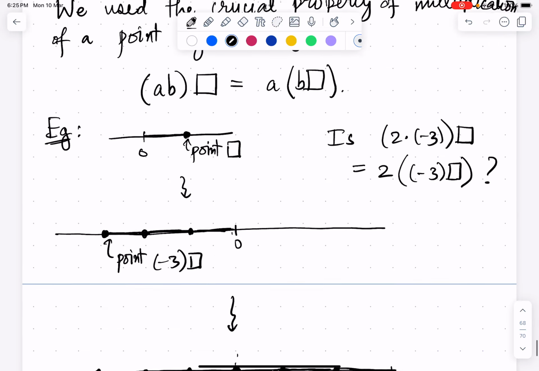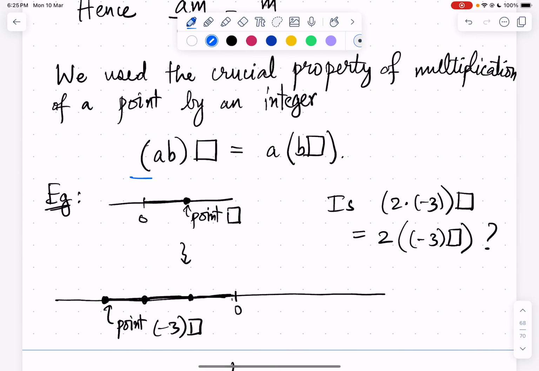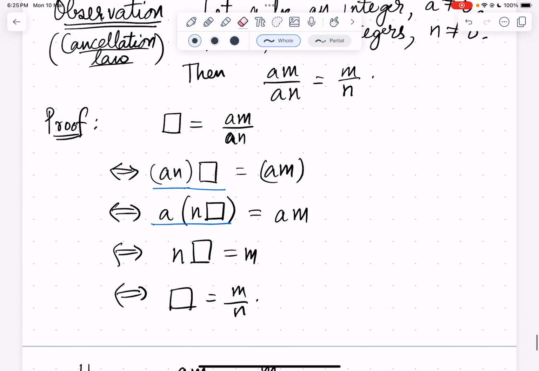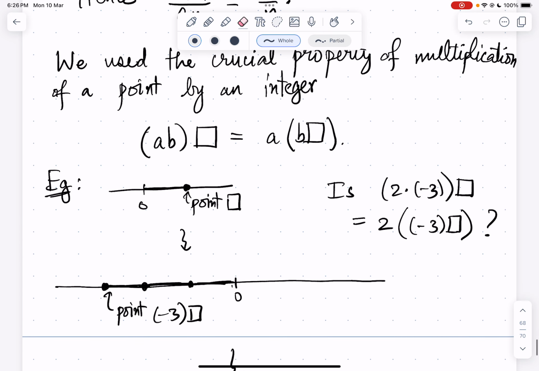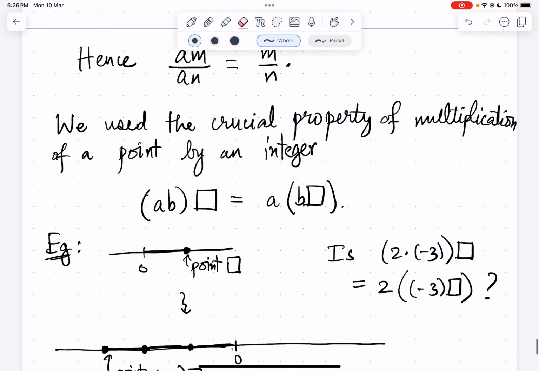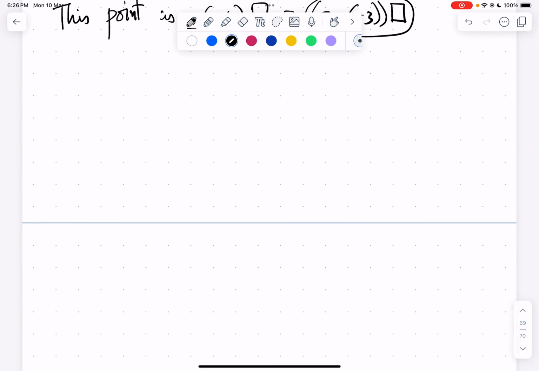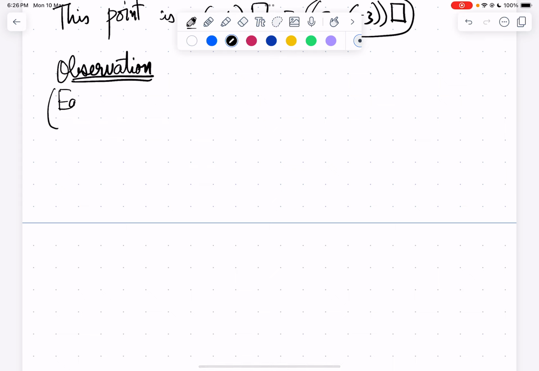So this is the crucial property: ab times box is a times b times box. We use this here. So an times box, we simplified it as a times n times box. So in the proof of the cancellation law, we use this property of multiplying points by integers, right? So we showed the cancellation property. Now we'll move to the main observation. Equality of rational numbers.